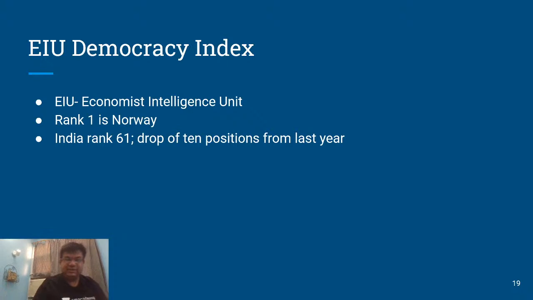Okay, so India's rank is 61, which isn't bad at all. But the problem is we have declined by 10 ranks from last year.